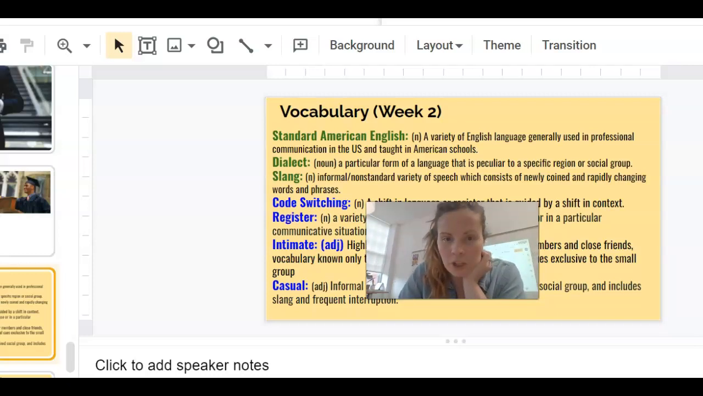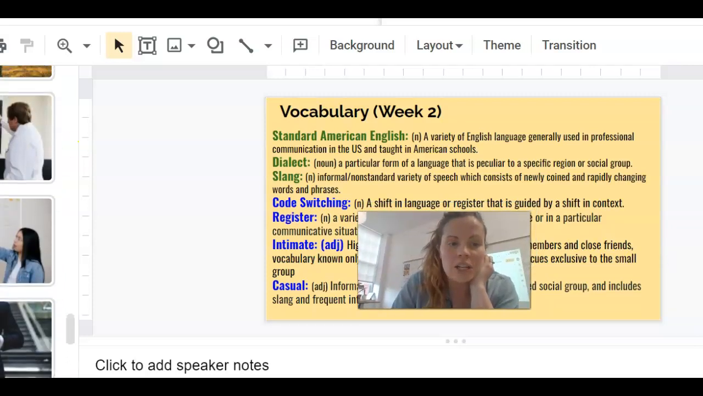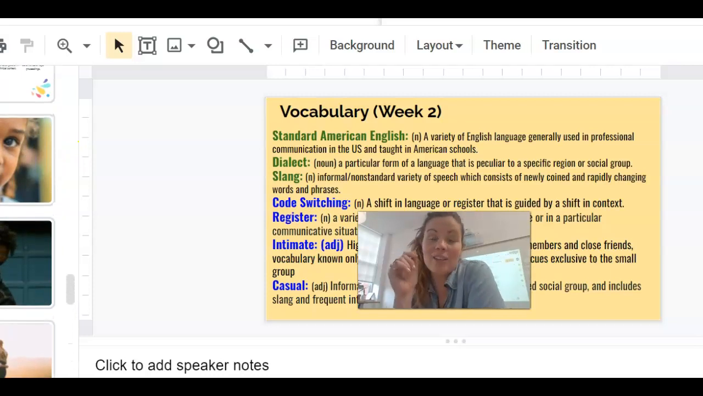So let's talk about code switching. Code switching is a shift in language or register that's guided by a shift in context. I experience code switching or overhear it all the time when I walk down the hallway in school with my jangly little keys and I hear some people talking in the hallway and they hear my teacher keys and immediately start switching the way that they speak, right? You probably code switch all of the time.